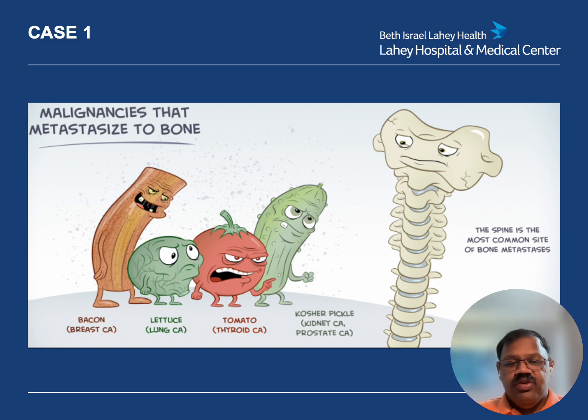And remember, there are certain primary carcinomas that have a predilection to metastasize to bone. The most common of those are breast, lung, thyroid cancer, kidney cancer, and prostate cancer. And the spine is usually the most common site of bone metastasis, but the long bones, including the femurs and humeri, are also very, very common and can be associated with significant morbidity and mortality.